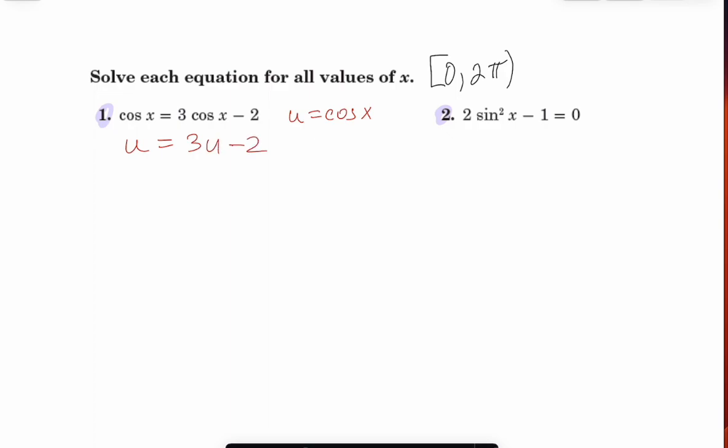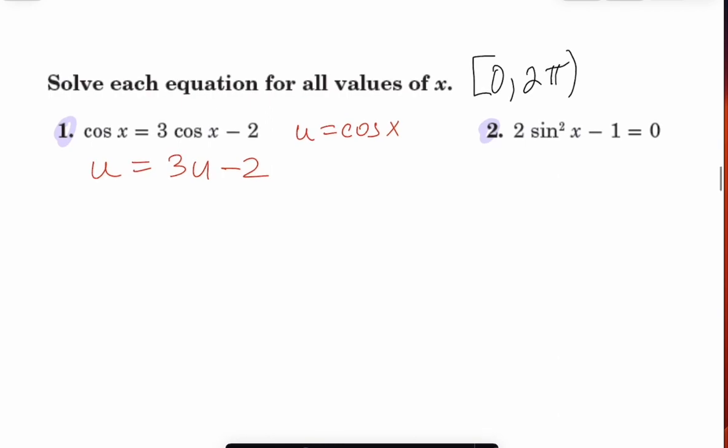And then I'm going to ask myself, okay, how do I solve that equation? Well, we need the u's to one side, so subtract 3u from both sides. We need to divide by that coefficient of -2 to get an answer of 1.